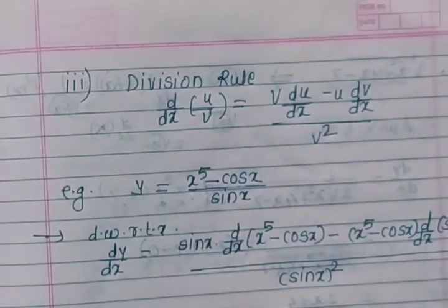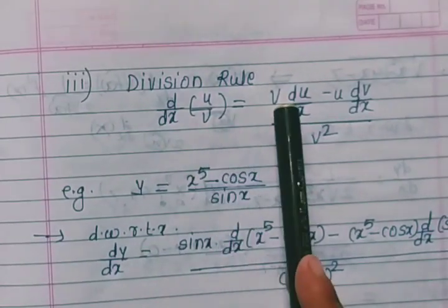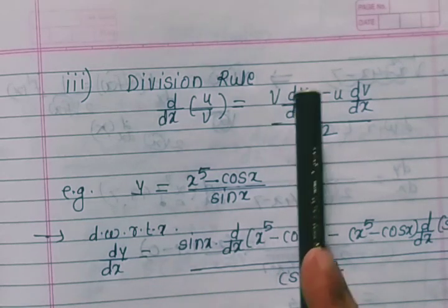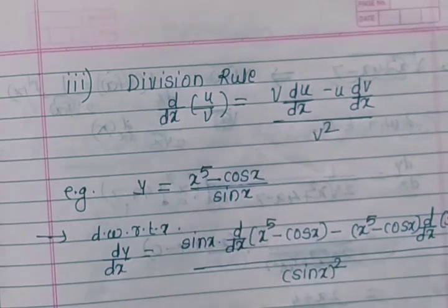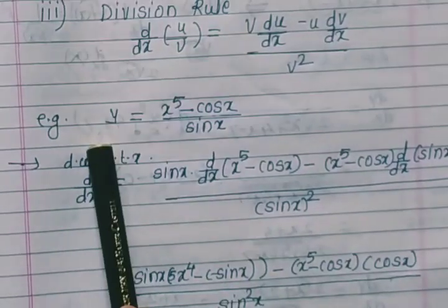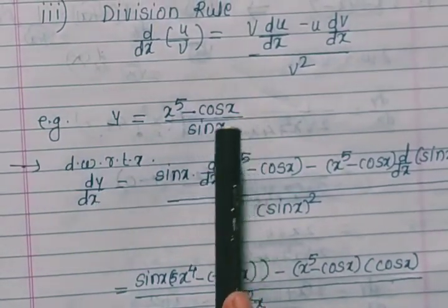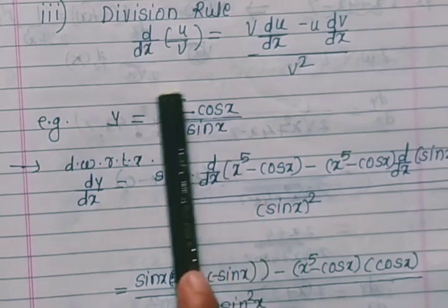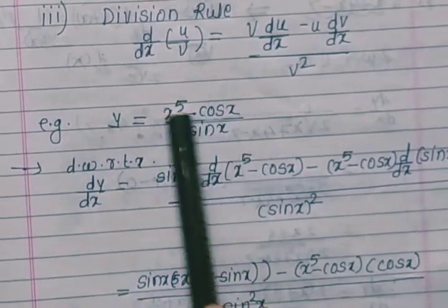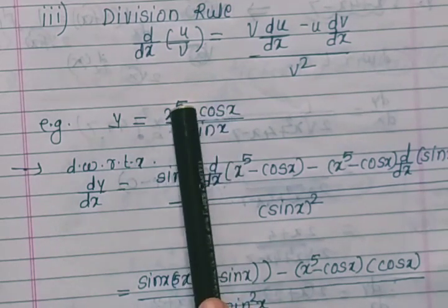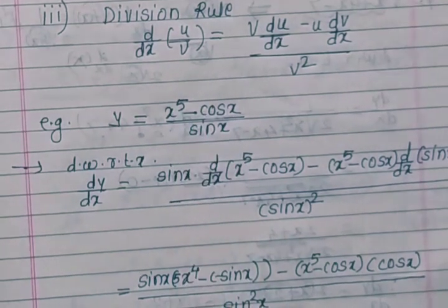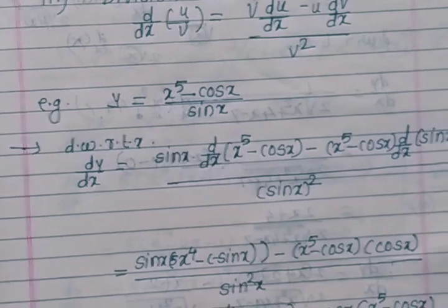Division rule is d by dx of u by v equal to v into du by dx minus u into dv by dx divided by v square. y is expressed as x raised to 5 minus cos x divided by sin x. या पर्टिक्युलर एक्झाम्पलमध्ये जो न्यूमरेटर आहे दॅट इज यू फंक्शन आहे. हे यू फंक्शन परत दोन फंक्शनच्या सबट्रॅक्शनमध्ये एक्सप्रेस केलेलं आहे. सो लेट अस सी द सोल्युशन.